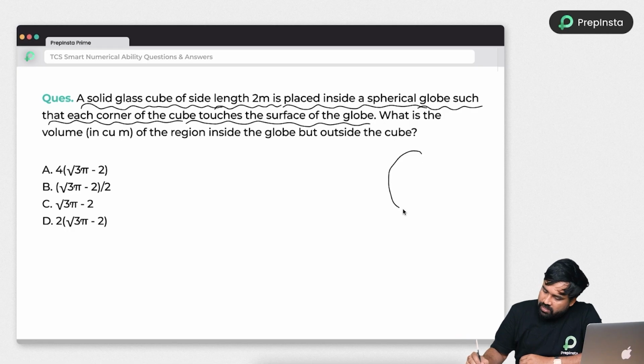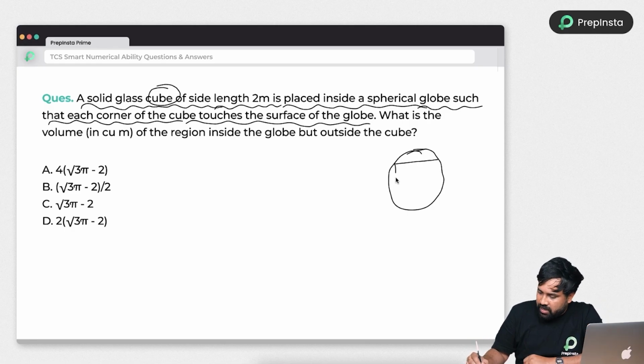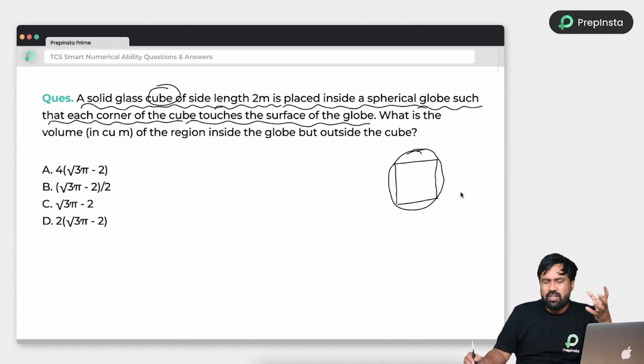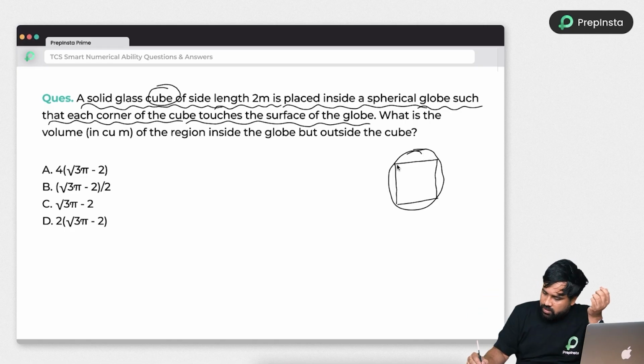So globe means I am taking a 2-dimensional circle, and a cube is nothing but all sides are equal, and it is placed in such a way that every corner is touching the surface of the cube, sorry, sphere or globe. So remember, assume like this is a globe. In that, a cube was placed, each corner of the cube is touching the surface. So similar to this it will be.